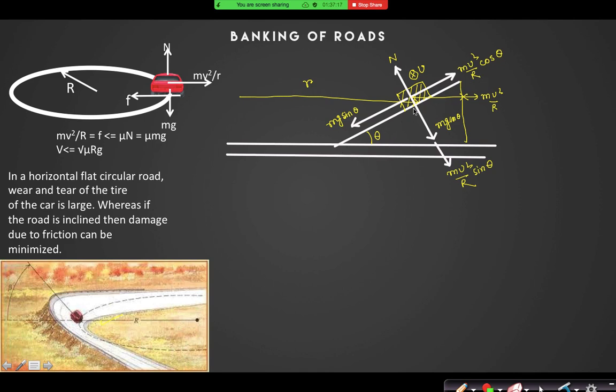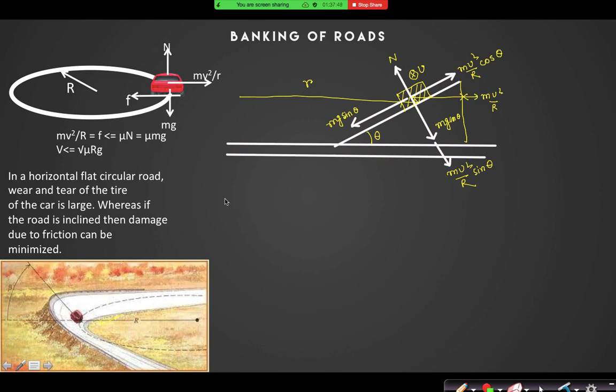But the interesting part here is that the car can move without sliding even if there is no friction between the car and the road. Can you tell me the condition for that? Sir, the component of normal reaction should be greater than mv square by r. Component of normal reaction, no? Yes. If mg sin theta is equal to mv square by r cos theta, is there any role of friction to play?